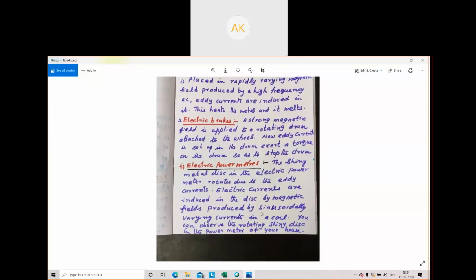Current increases, flux increases. Current decreases, flux linked with that decreases. When flux decreases, EMF will be induced. When flux increases, then also EMF will be induced. So that is sinusoidal variation. In a similar way, they are varying. Current increases, flux increases, induced EMF increases. Current decreases, flux decreases, induced EMF decreases. Sinusoidal variations are produced. Electric currents are induced in the disk by a magnetic field produced by sinusoidally varying current in a coil. You can observe the rotating shiny disk in the power meter of your house.